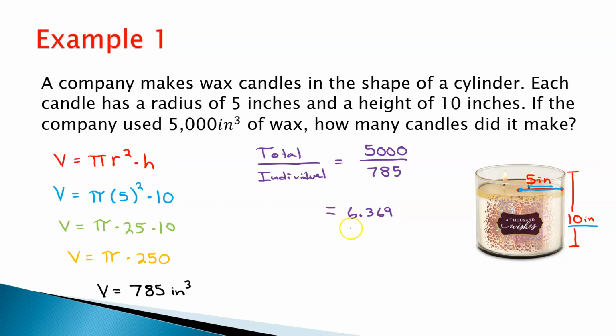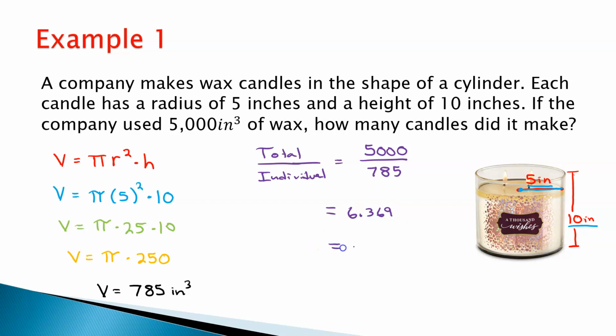So here's the thing. How many candles can we make? Please don't say 6.369. No, you cannot make 0.369 of a candle. You can't make a partial candle. That's not going to sell. You're going to fill up the candle not even all the way, just a smidge of the way up. So how many candles can we make if we have 5,000 cubic inches of wax?